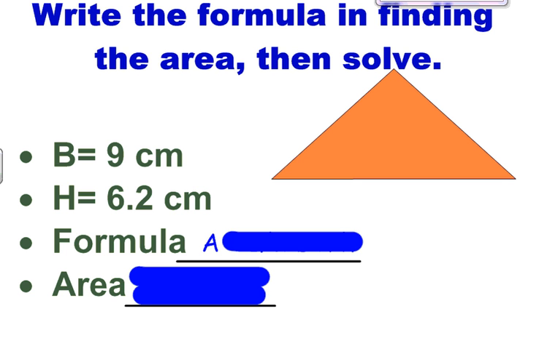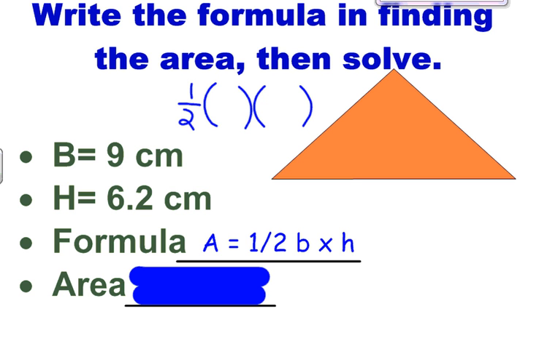So now we have a problem that has a decimal in it, but we're going to solve it the same way. I've asked you to write down the formula. The formula for all these triangles is the same. Doesn't matter what the triangle looks like. We're going to be doing 1/2 base times height. The base is 9 and the height is 6.2.